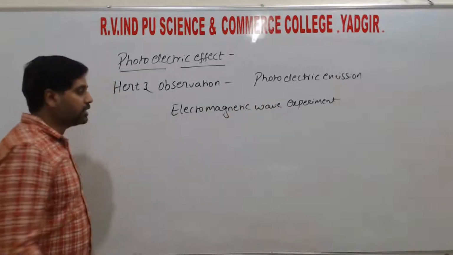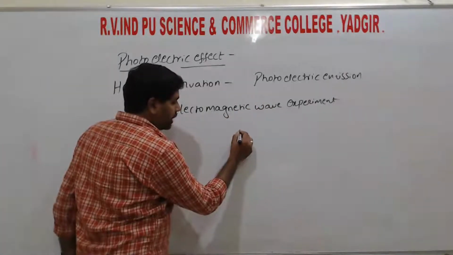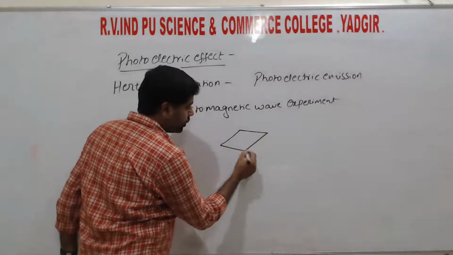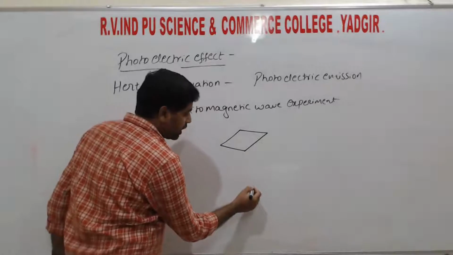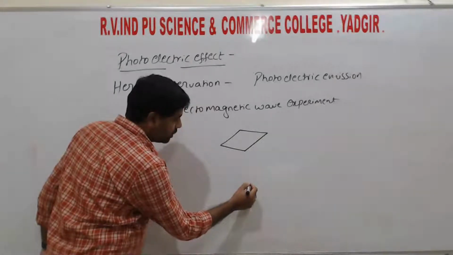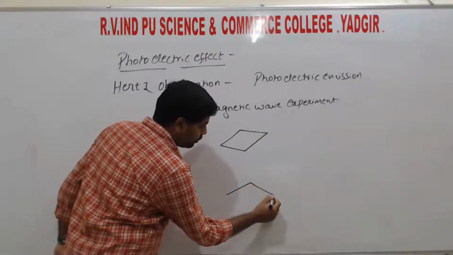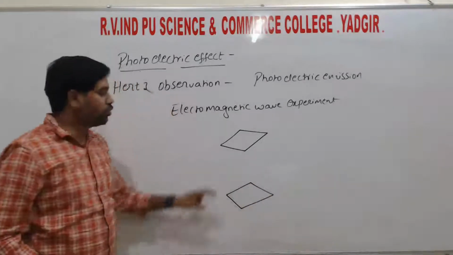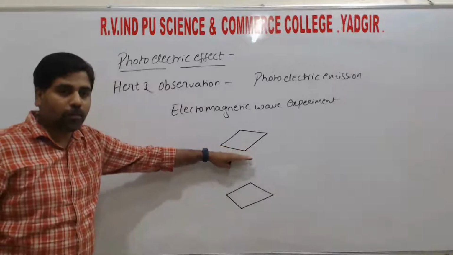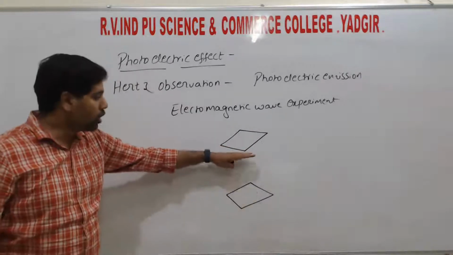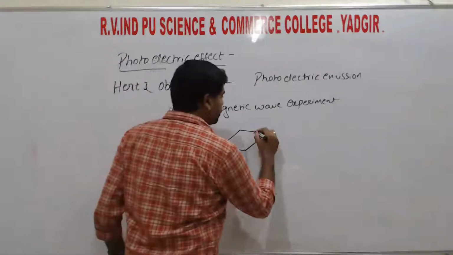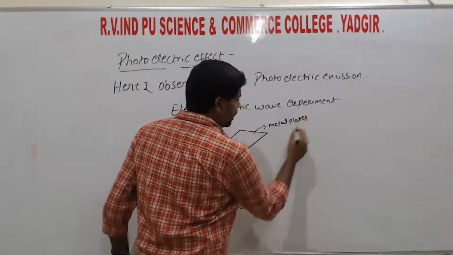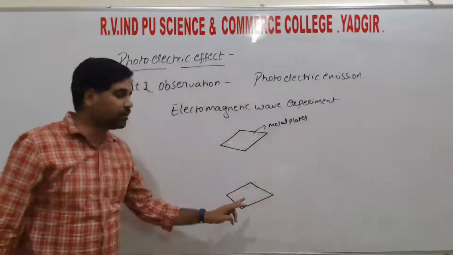Regarding the experimental setup, if we observe here, he considered two metal plates, right? This one is a metal plate and he placed another metal plate, one at the top and the other at the bottom. These two are the metal plates: this one is metal plate 1 and here is metal plate 2.